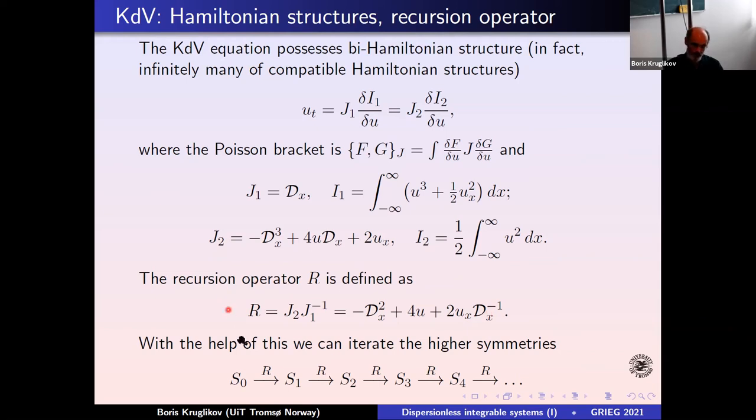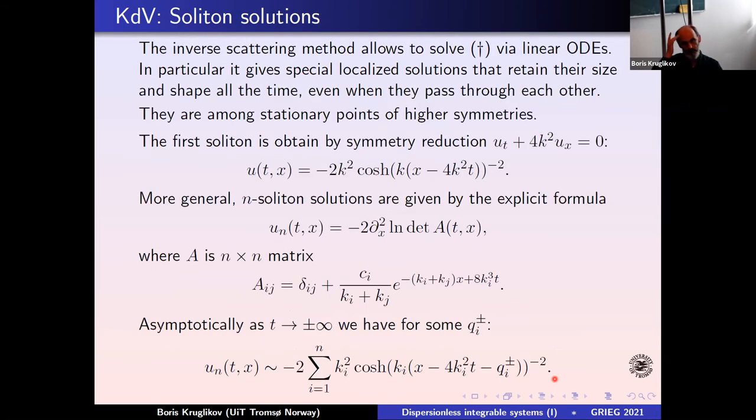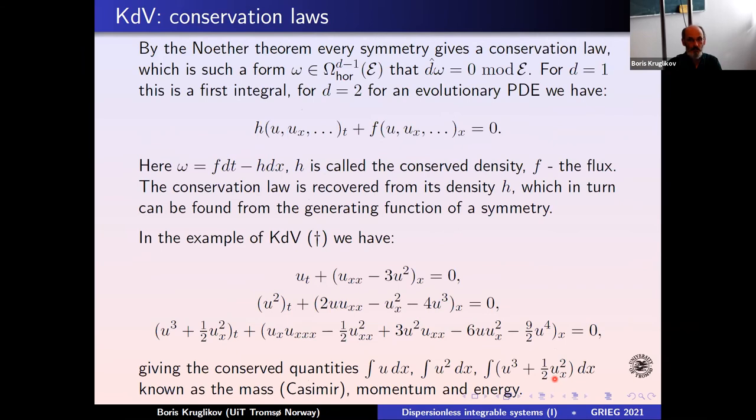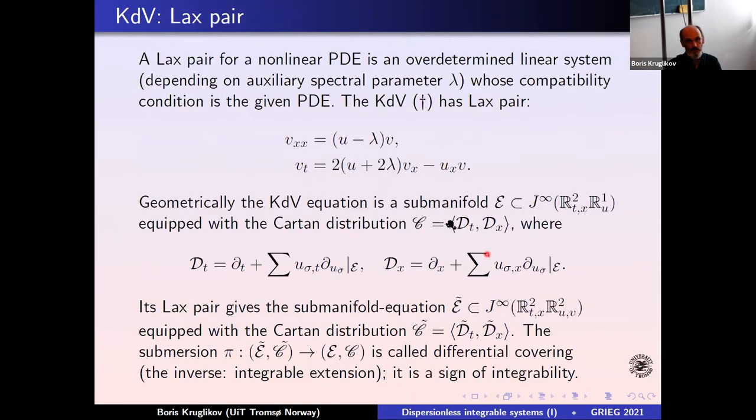Okay, and this recursion allows us to generate the entire hierarchy of higher symmetries, and also conservation laws. Okay, so soliton. Well, I won't talk about the inverse scattering method, but the basis behind the inverse scattering method is precisely the Lax pair. The story is that you look at this linear equation with respect to V, and especially concentrate, of course this is just evolution in time, but you concentrate on this one, which is from V.